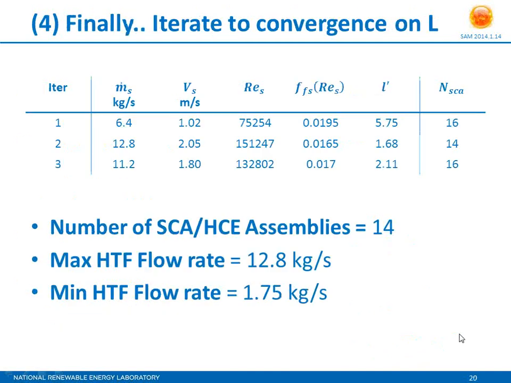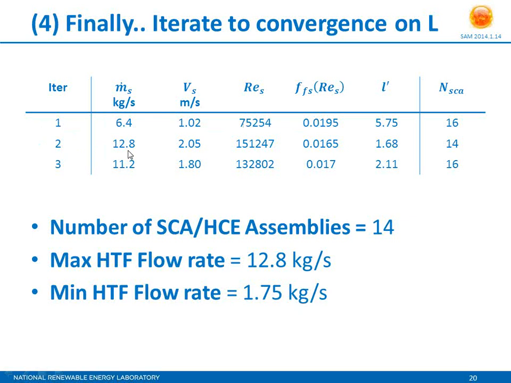And now the final step is to return to the calculations we just went through and update the mass flow rates and velocities and Reynolds number and everything, and start calculating the new length and the number of SCAs. So using this value 2, here's the one we just did. Using the number 2 here corresponds to a mass flow rate of 12.8.